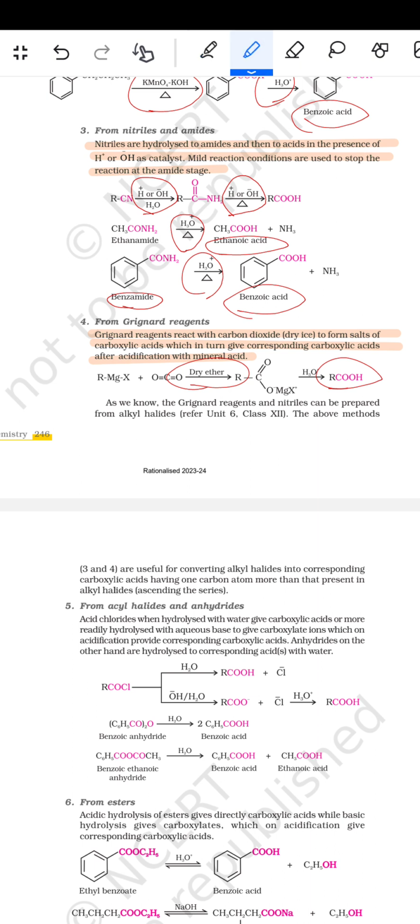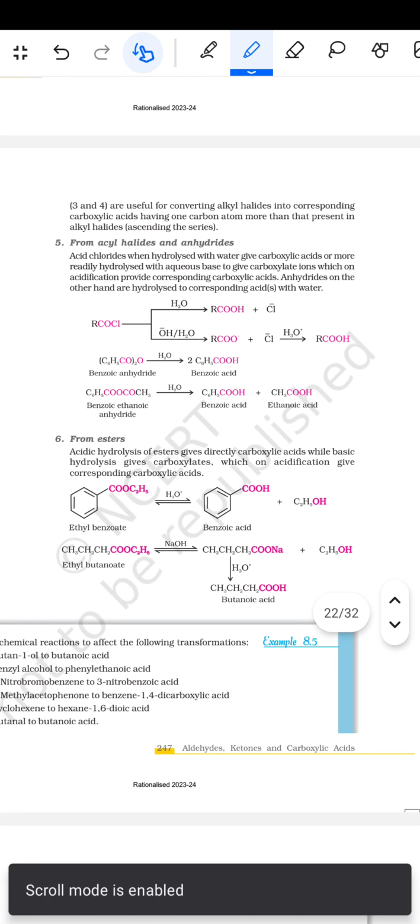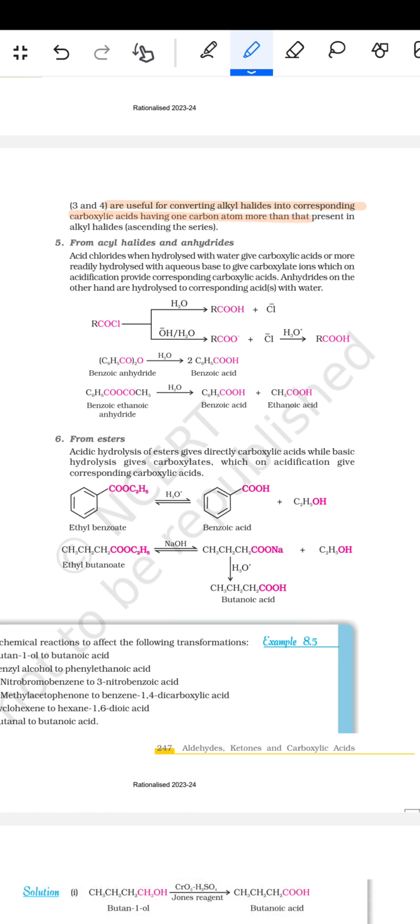As we know, the Grignard reagents and the nitriles can be prepared from the alkyl halides. The above methods are useful for converting alkyl halides into the corresponding carboxylic acid having one carbon atom more than that present in the alkyl halides, ascending the series.